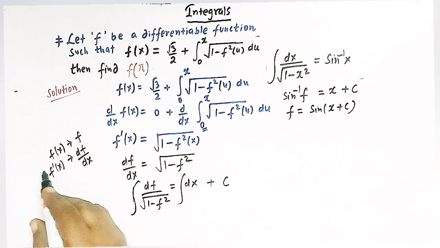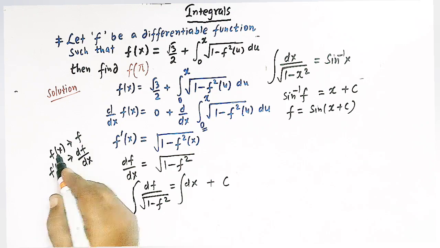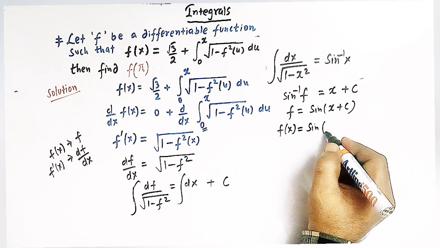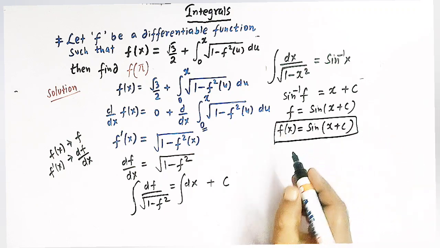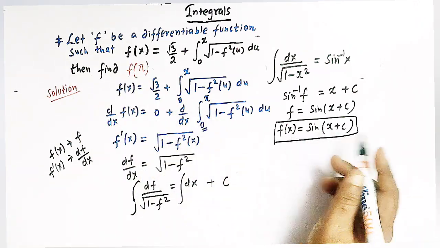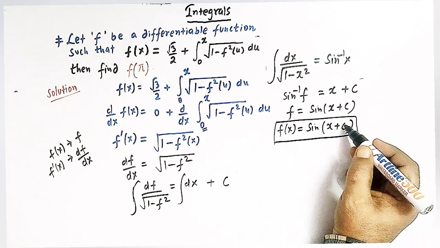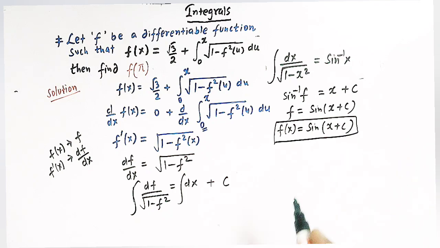Now again using the usual notation for f as f of x, we can write f of x is equal to sine of x plus c. So this is the form of the function f of x, and we can see that f of x is a sine function. Now our next aim is to get the value of this constant of integration c. So let us find out this c with the help of some condition.